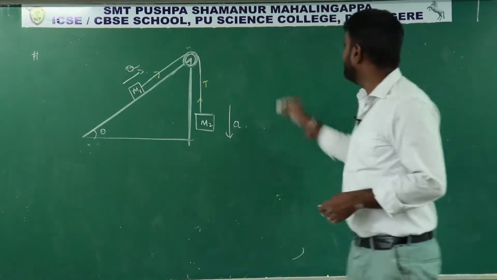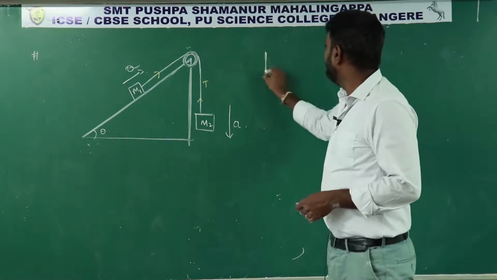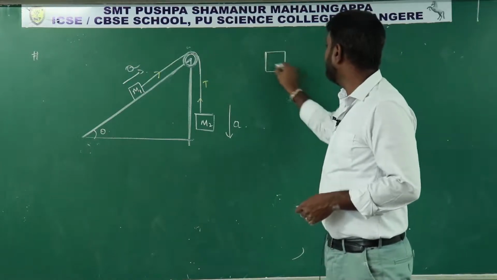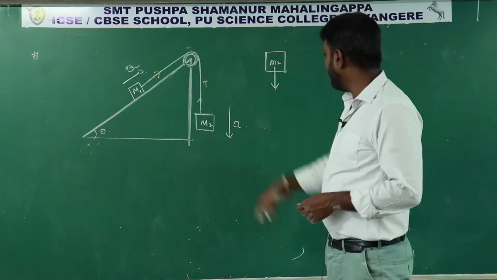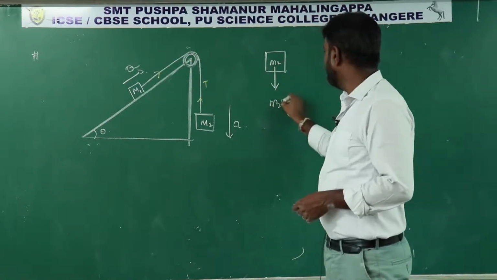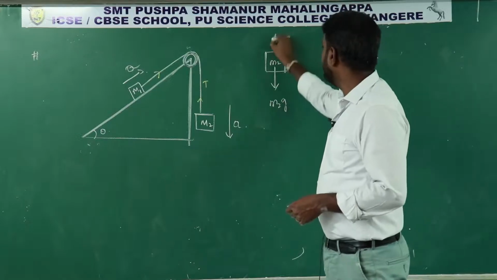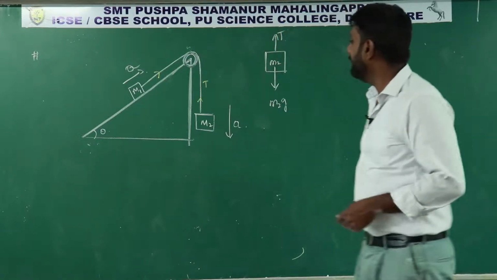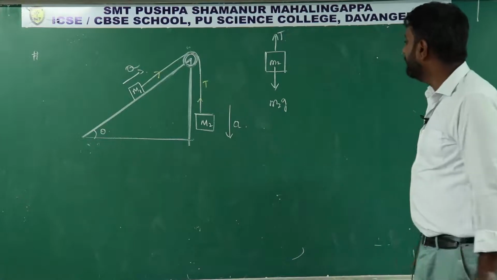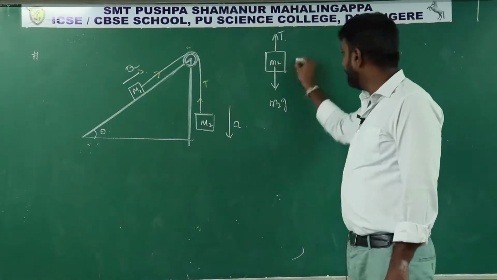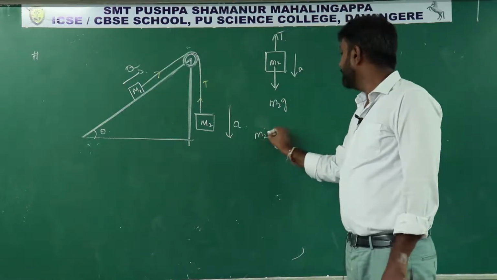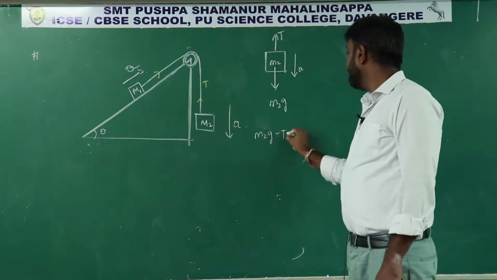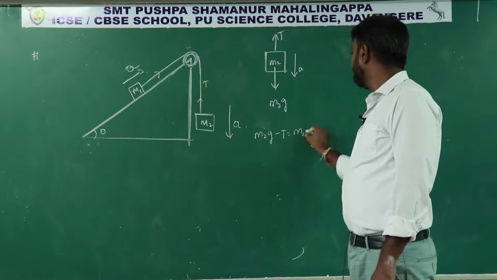In this case, first I will draw the free body diagram for mass m2. For m2, the weight acts downwards. That weight is m2g. Tension is acting upwards; the tension is T. And now I will write the equation also. Then I can write m2g minus T is equal to m2a.